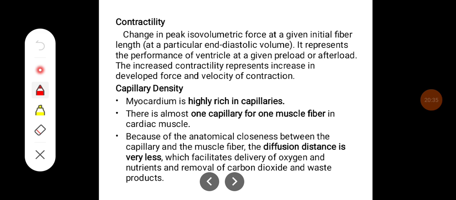Contractility is the change in the peak isovolumetric force at a given initial fiber length, particularly at a given end-diastolic volume. It represents performance of the ventricle at a given preload or afterload. The increased contractility represents increase in the developed force and velocity of contraction.